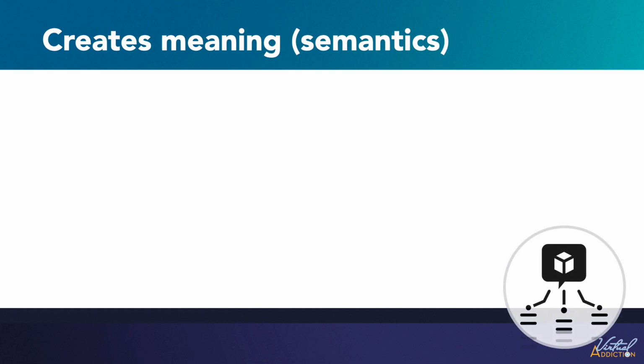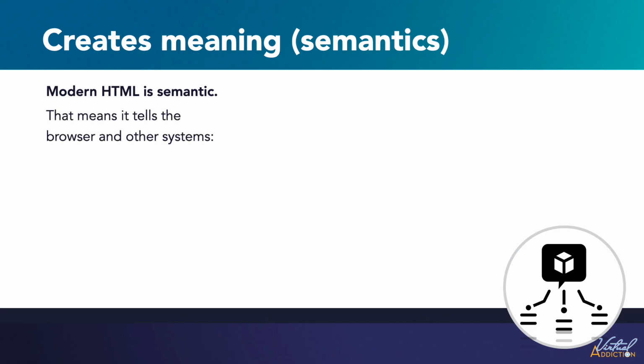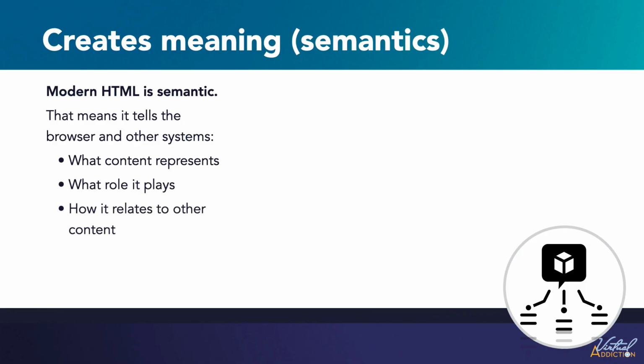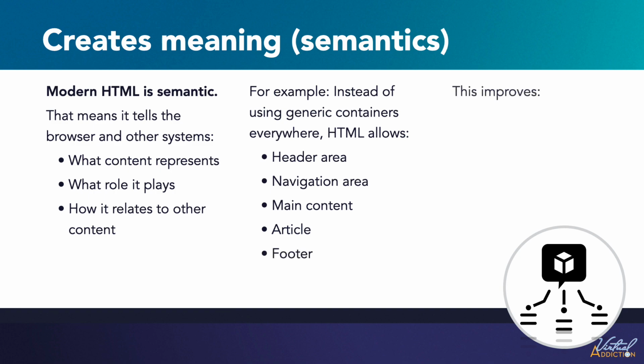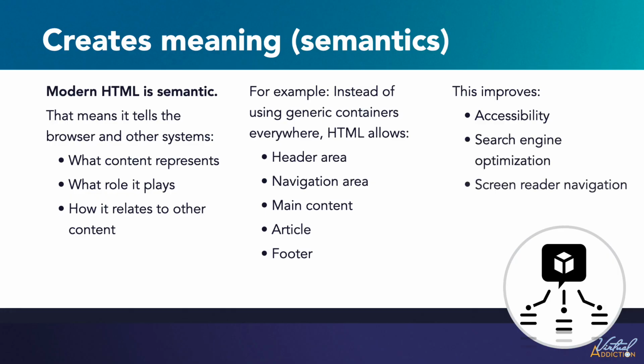Modern HTML is semantic. That means it communicates meaning. Semantic HTML tells the browser and other systems what the content represents, what role it plays, and how it relates to other content. For example, instead of using generic containers everywhere, HTML provides elements like header, navigation, main content, articles, and footers. Using semantic structure improves accessibility, search engine optimization, screen reader navigation, and overall document organization.